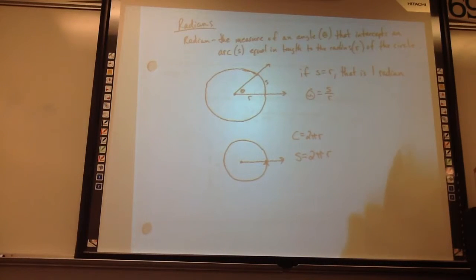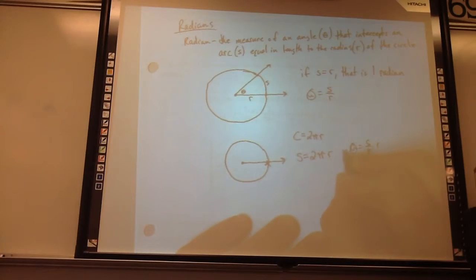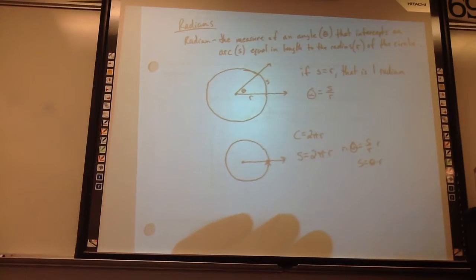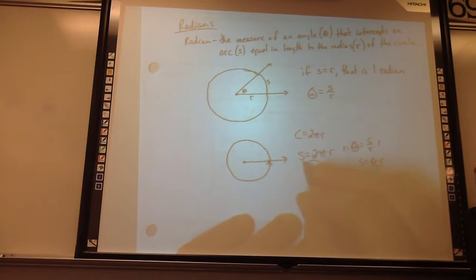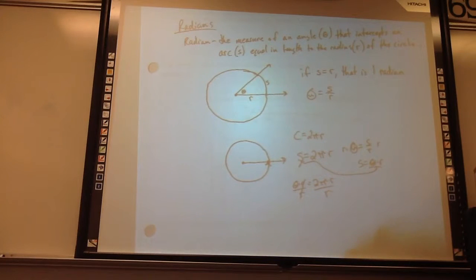We're trying to figure out what theta is. Just real quick, we know theta equals S over R, right? So if we multiply both sides by R, S equals theta times R. And if we substitute that in for S here, I'd have theta times R equals 2 pi R. Divide both sides by R. This is just algebra. Theta equals 2 pi.